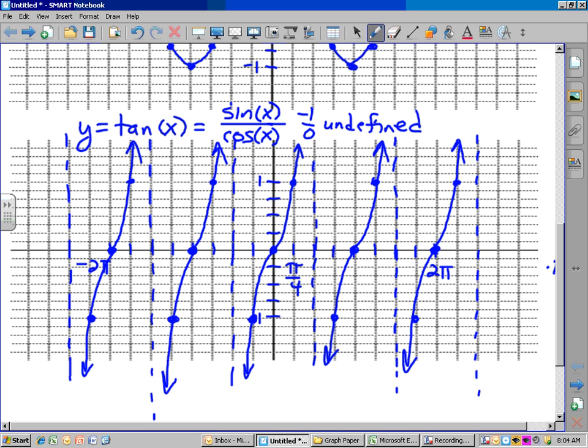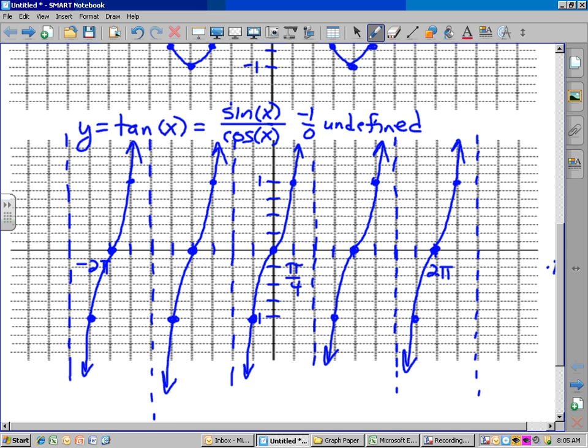How many patterns did we draw? So 5 periods, right? That's what a period is, a pattern. What is the pattern length of the tangent? I mean, 2. What's 3? What's that mean? How far between is the pattern? From asymptote to asymptote, if you want to think of it that way.